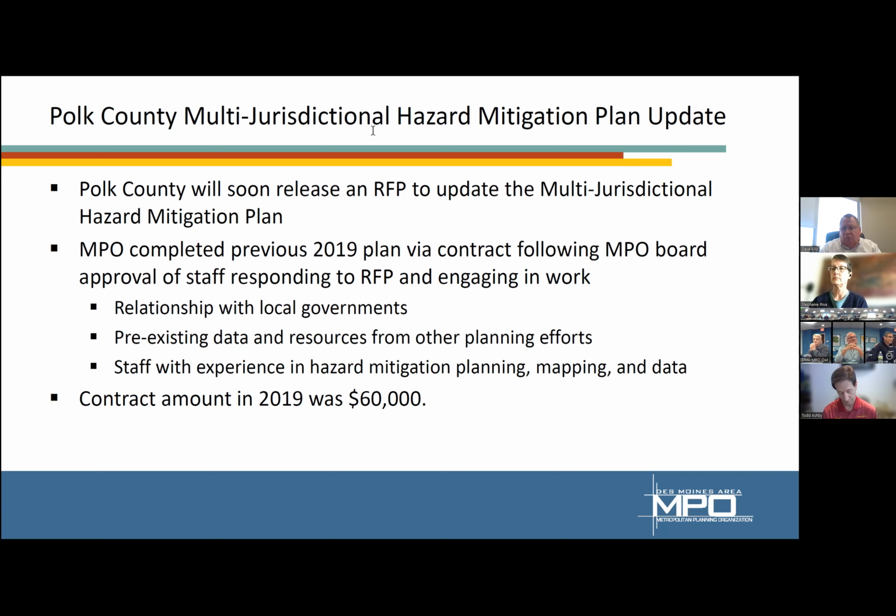I'll just note that last time, one of the complicated pieces was that we had two different phases of the contract. They put out phase one, which was just the risk assessment and community profiles, which most places find very easy to do. And then phase two was the mitigation strategy. So it was very choppy last time. And I would say the timeline for this one is no different than the last one.